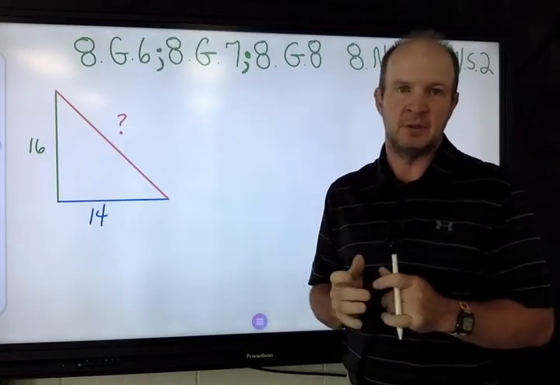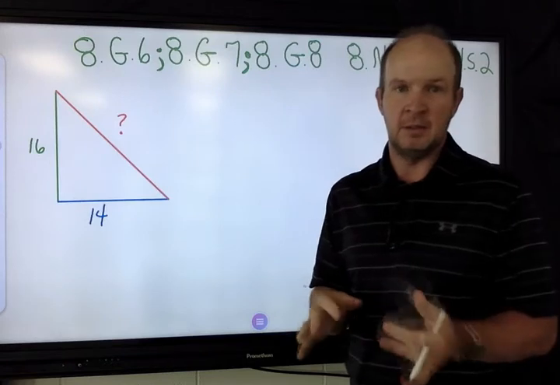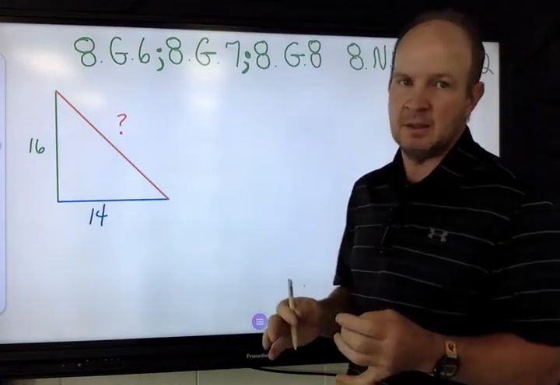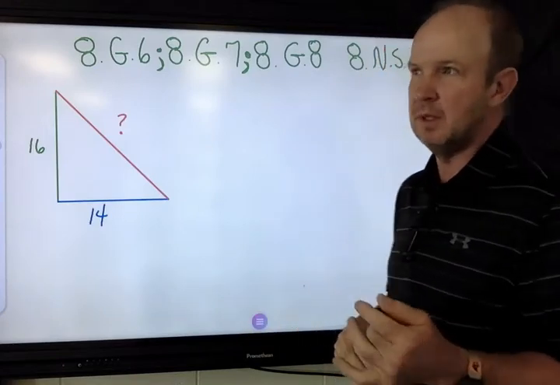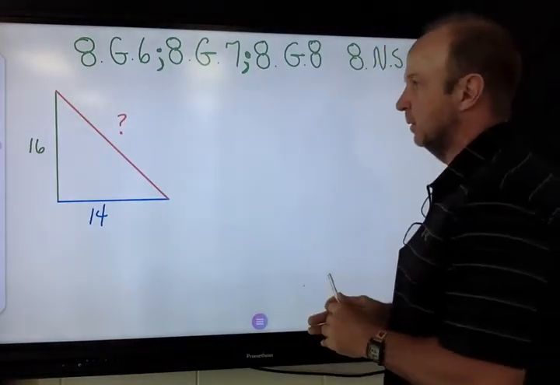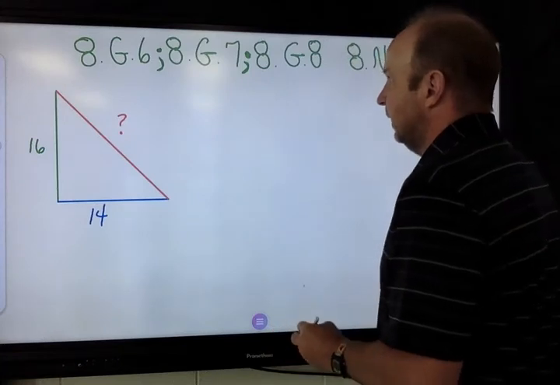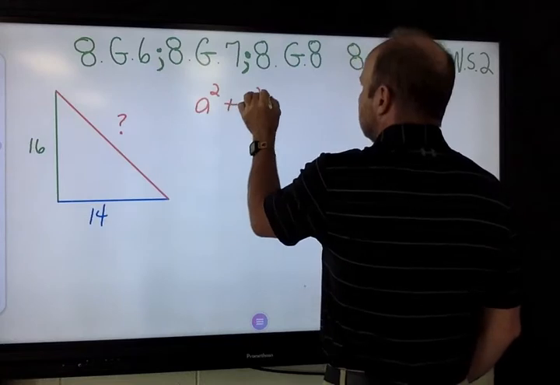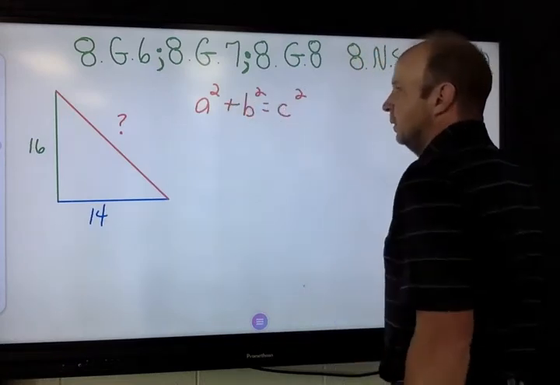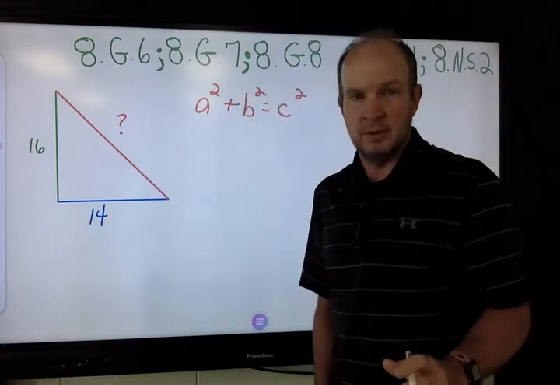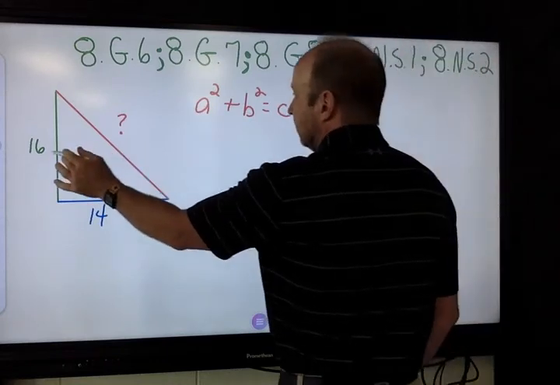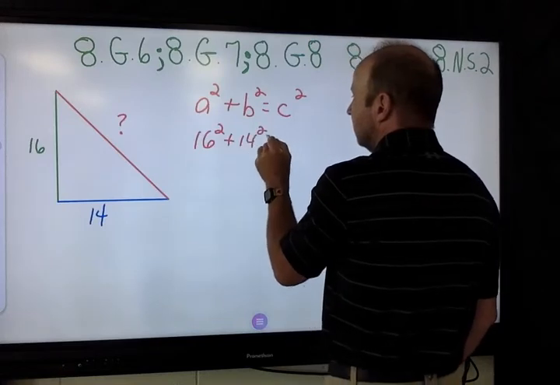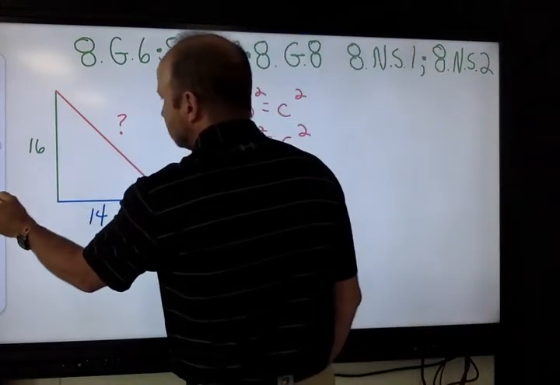Today we're going to discuss multiple standards that are intertwined, 8.G.6, G7, G8, and it's interconnected with NS1 and NS2, based upon rational and irrational numbers. So Pythagoras had this unique formula that a squared plus b squared equals c squared. In order to do that, we have to know our squares. So if I look at this, a squared plus b squared equals c squared.